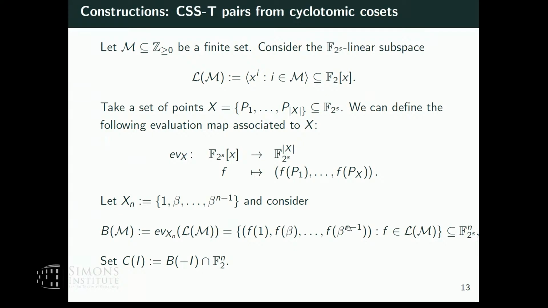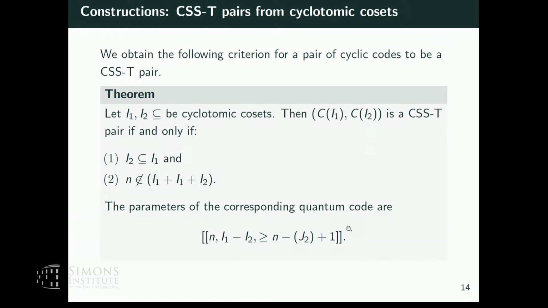And then what does this have to do with getting the CSS-T pairs that we were talking about? Well, we can use this point of view to consider the cyclic code as an evaluation code. We take a set of monomials, and then we look at the evaluation code that comes from this set of monomials. We get a code that's actually over the extension. But in this last step, we take the restriction down to the subfield, so we end up with a binary code.